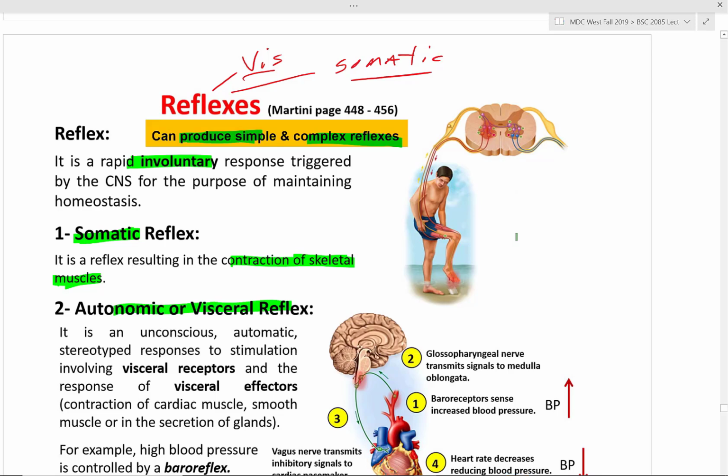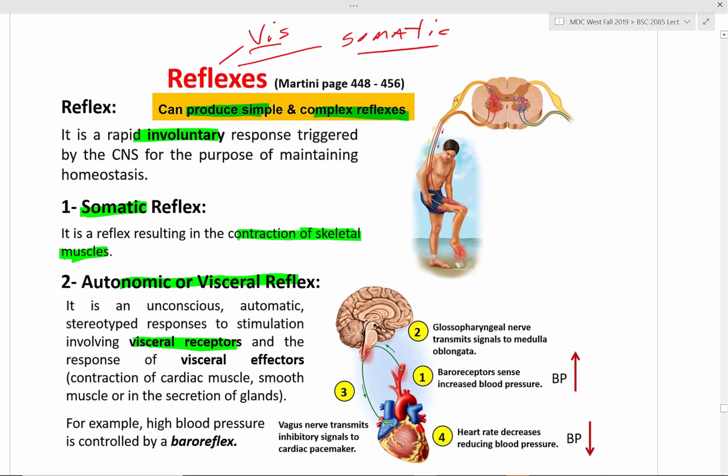So you have your receptors: chemoreceptors, pain receptors, pressure receptors, baroreceptors. Those come basically from your vagus nerve, which is an example of a baroreflex. A baroreflex means pressure, and here we are controlling the blood pressure.